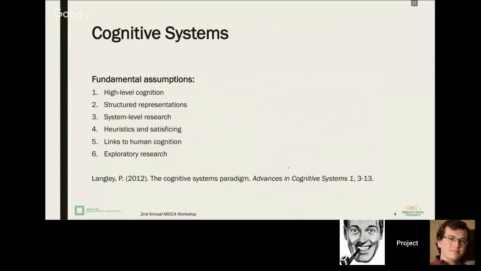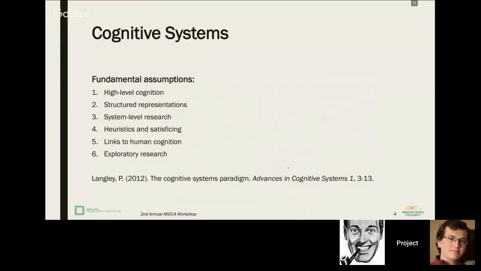Also, rather than optimizing, it is building a system that uses heuristics like people do. Often our solutions to problems as humans are good enough. That is, they're satisficing and they get us through, they solve what we need in terms of a solution to a problem rather than the optimal perfect one. And there are reasons for that. But there's also a number of links to human cognition. Many of the cognitive architectures actually model human data, in particular.